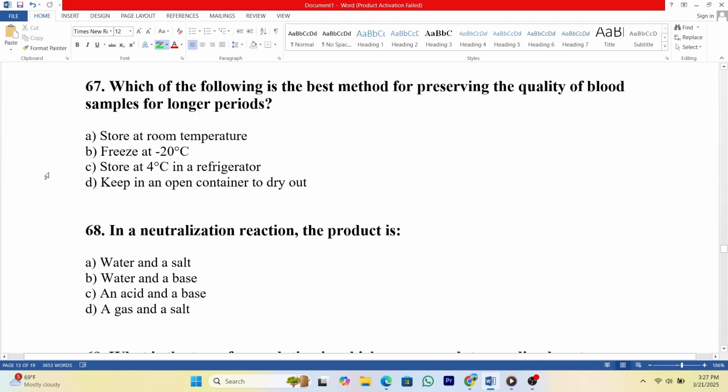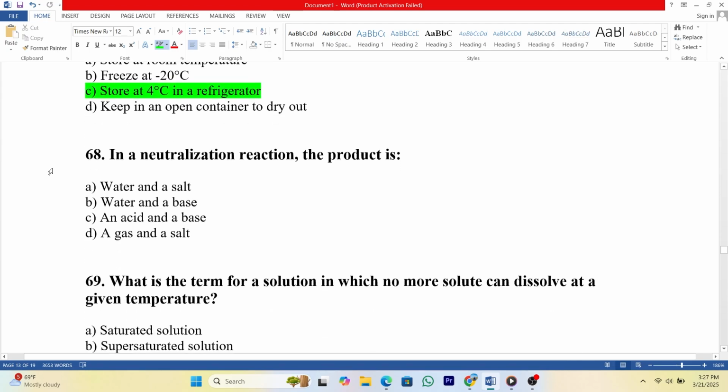67. Which of the following is the best method for preserving the quality of blood samples for longer periods? A. Store at room temperature. B. Freeze at -20 degrees Celsius. C. Store at 4 degrees Celsius in a refrigerator. D. Keep in an open container to dry out. Answer: C. Store at 4 degrees Celsius in a refrigerator.